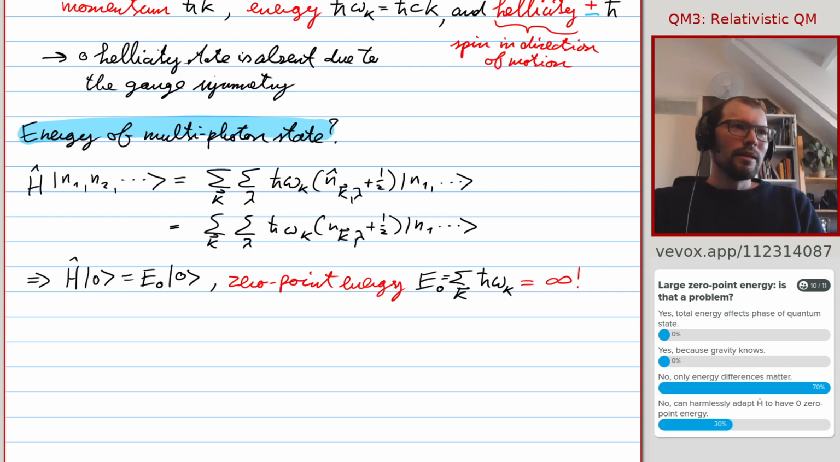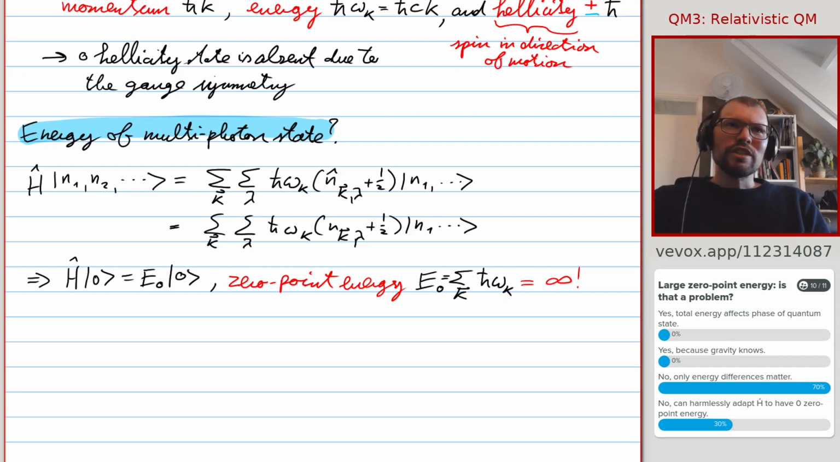The second question, or okay, the most obvious answer here is that no, it should not really matter, because energy differences are important. They give rise to forces. They are the ones that tell us what happens relatively between two states when they evolve according to the Hamiltonian. But there is one exception here, and that is that gravity does care about energies, absolute values of energies.